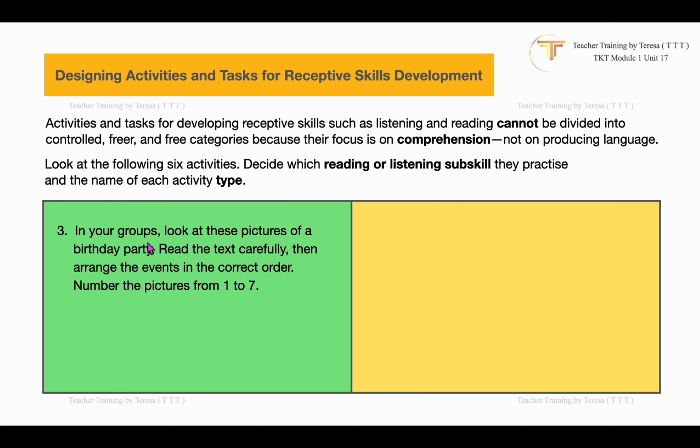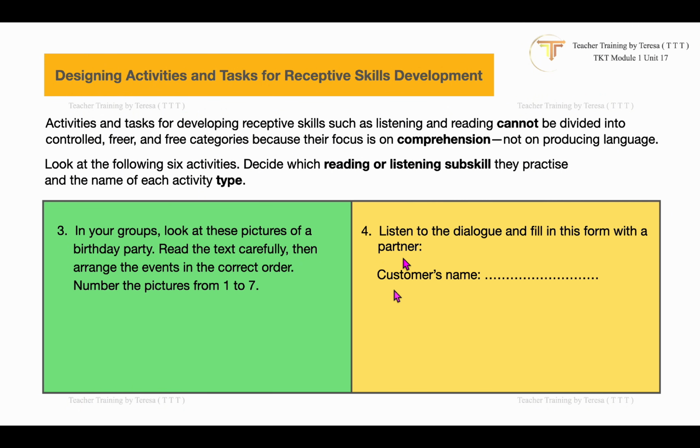3. In your groups, look at these pictures of a birthday party. Read the text carefully. Then arrange the events in the correct order. Number the pictures from 1 to 7. 4. Listen to the dialogue and fill in this form with a partner. Customer's name, order, delivery date.